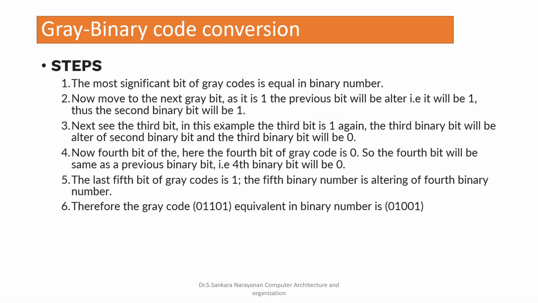Next we will see the vice versa, that is gray to binary code conversion. For gray to binary conversion, the most significant bit of the gray code is equal to the most significant bit of the binary number. Now move to the next gray bit. As it is 1, the previous bit will be altered, so the second binary bit will be 1. Next, the third bit is 1 again, so the third binary bit will be the alter of the second binary bit, and the third binary bit will be 0.